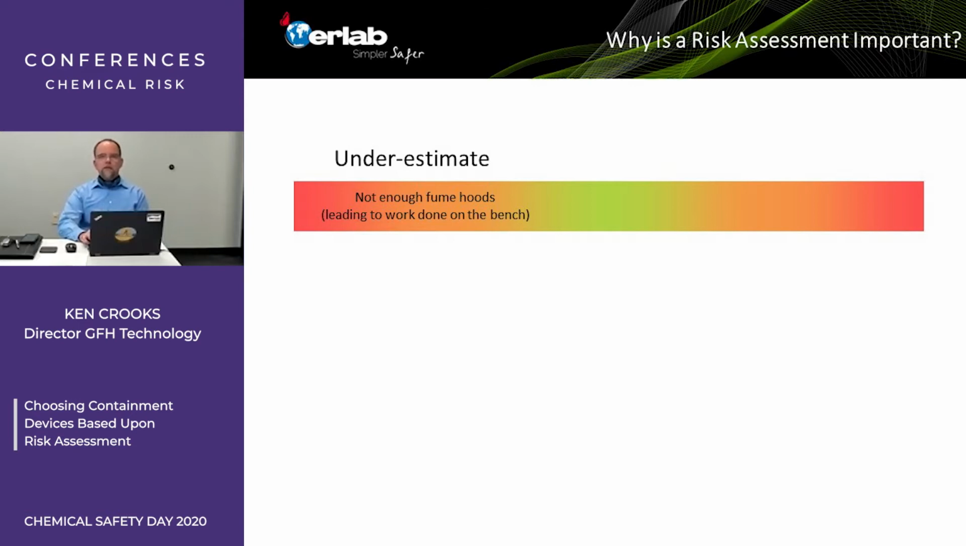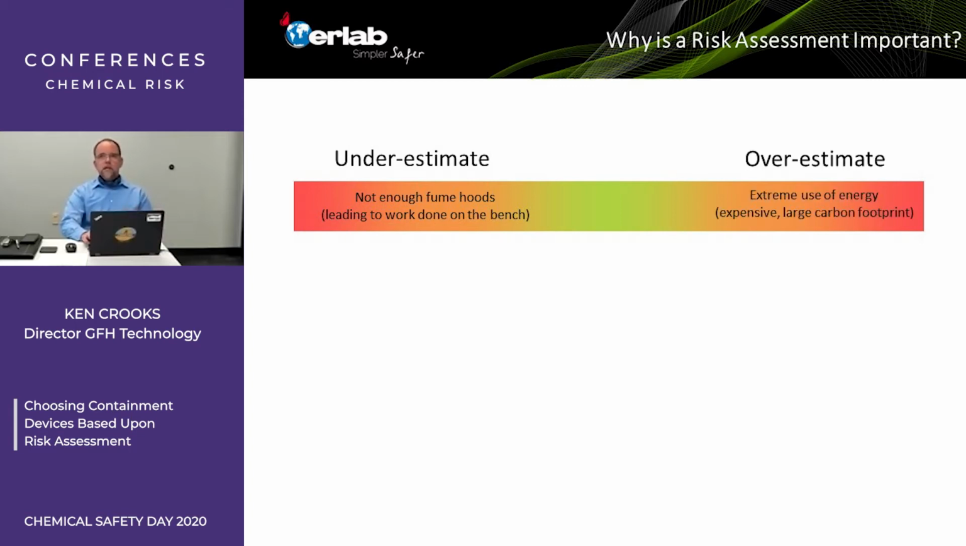So why is it we should do a risk assessment? What's so important about understanding the risk anyways? Well, we want to be in the middle of this bar in that nice green zone. We don't want to be too far to the left or too far to the right, because you can either underestimate the risk and then you'll either have not enough fume hoods leading to work done on the bench, or you won't have the right type of containment device. Either of those scenarios is bad, right? Because we'll have exposure, right? We'll have our researchers or our students or our teachers being exposed inside the laboratory.